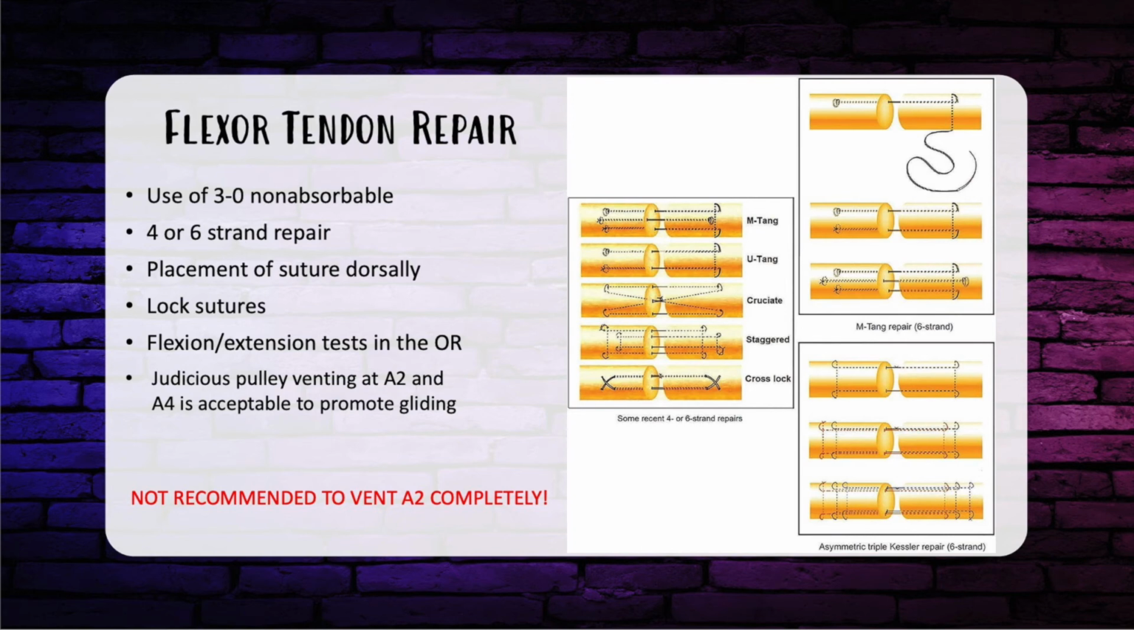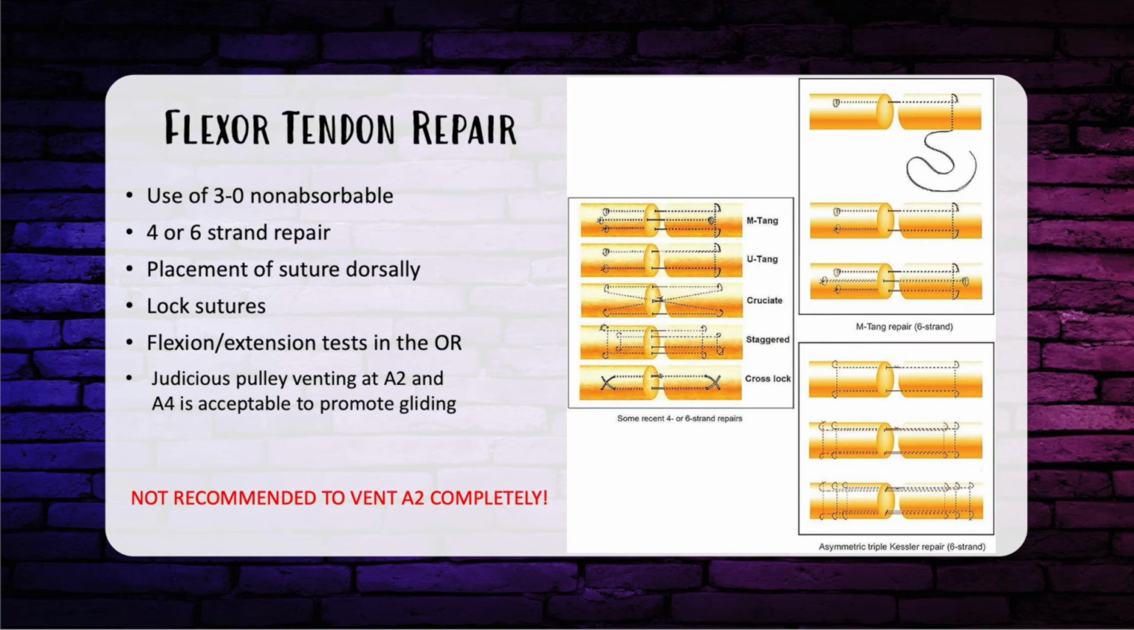Another thing that is important to consider is the venting of the pulleys, which was once historically considered not a good thing to do. Now it's generally accepted that you can vent at the A2 and or A4 in order to promote adequate gliding. You can completely vent A4 and you can vent up to half of A2. It's not recommended to vent A2 completely since it's so broad. You want to make sure you have A2 to prevent bowstringing.